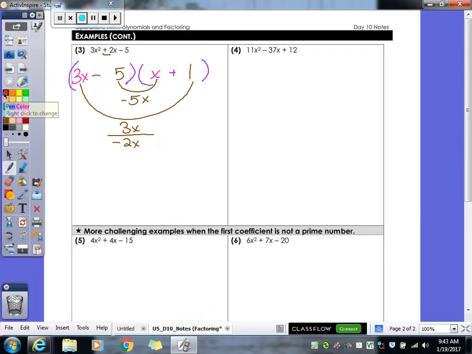So what do I have to change? We have to change our sign. So this one's going to be positive, and we'll make that one negative. So now just to check, positive 5 times x gives me a positive 5x. 3 times negative 1 gives me a negative 3x. So 5x minus 3x gives me a 2x.